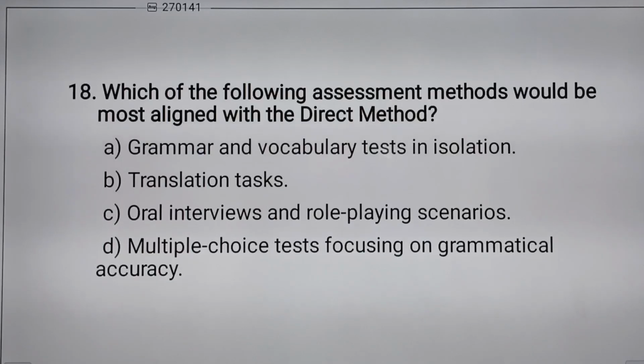Next, which of the following assessment methods would be most aligned with the direct method? A. Grammar and vocabulary tests in isolation. B. Translation tasks. C. Oral interviews and role-playing scenarios. D. Multiple choice tests focusing on grammatical accuracy. The right answer is C. Oral interviews and role-playing scenarios.